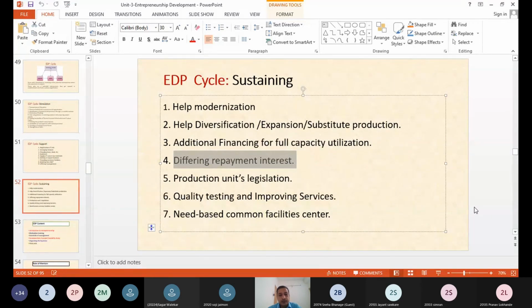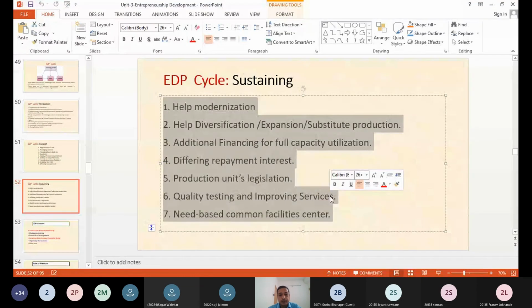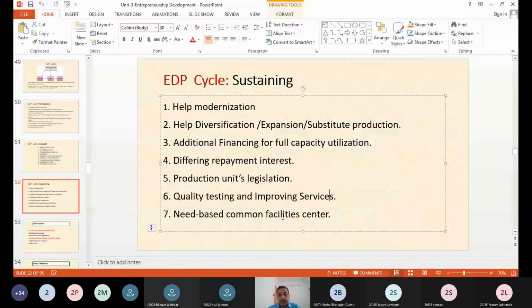Then production units and legislations: all the rules and regulations by law are there, and guidance is provided to the entrepreneurs related to compliance with all these rules and regulations. They are also helped with guidance in quality testing and improvement of their services or products. And need-based common facility centers are also provided, wherein different entrepreneurs can come together and get the benefit of all those common facilities.